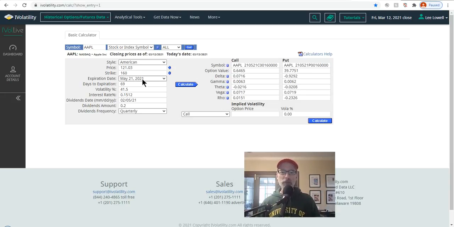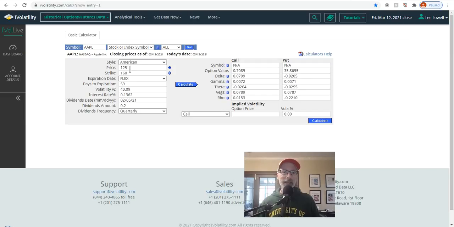Now, if Apple shoots up very quickly, let's just change the price of Apple. Let's say it moves up to $125 a share in the next 10 days. There's 69 days left until expiration. Let's see what this option price changes to. Okay, so it only moved up 5 cents a contract.